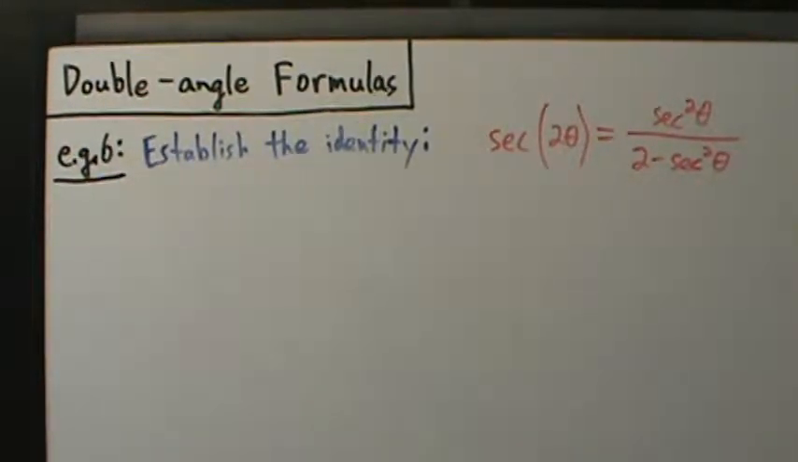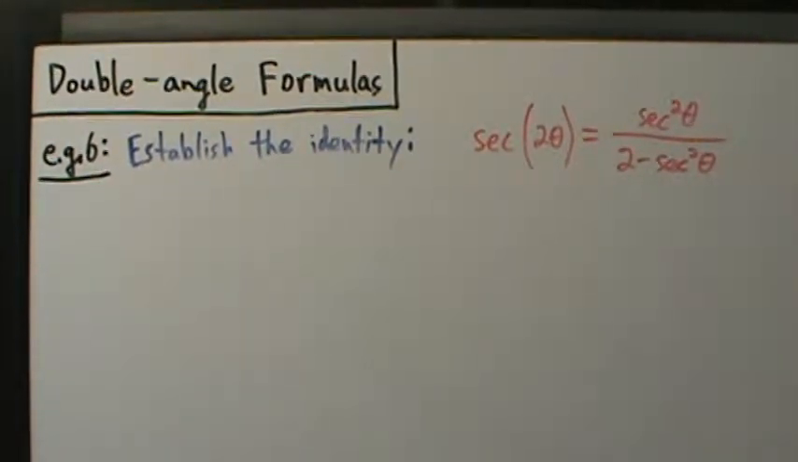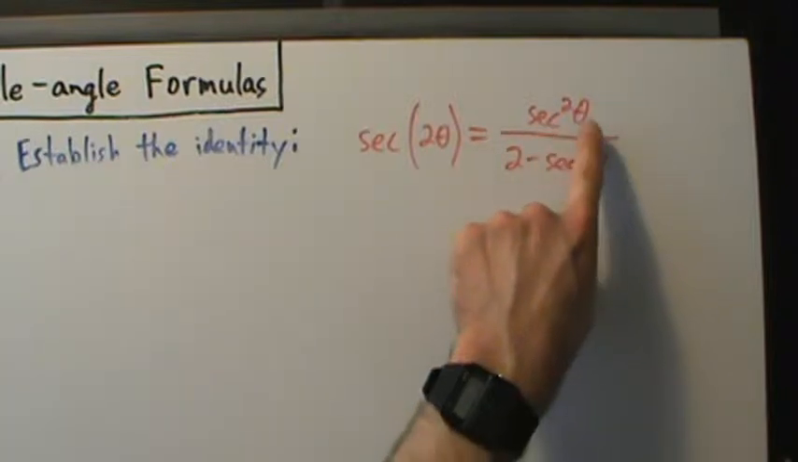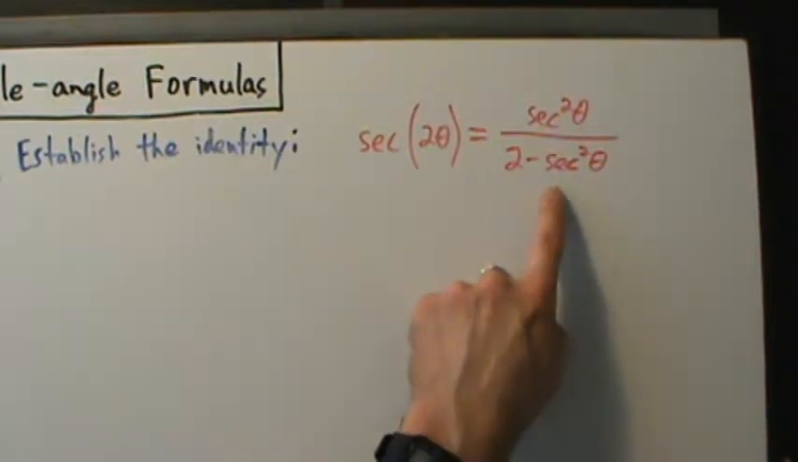Here's example 6 of using double angle formulas, and it's another establish the identity problem. So the identity we want to establish is secant of 2 theta equals secant squared of theta divided by 2 minus the secant squared of theta.